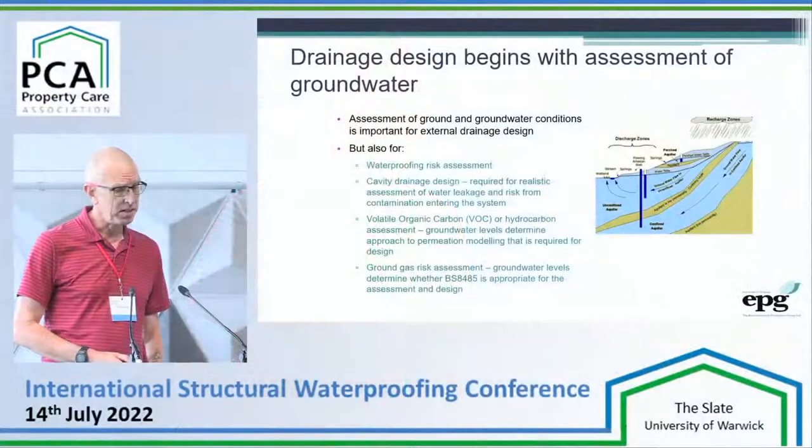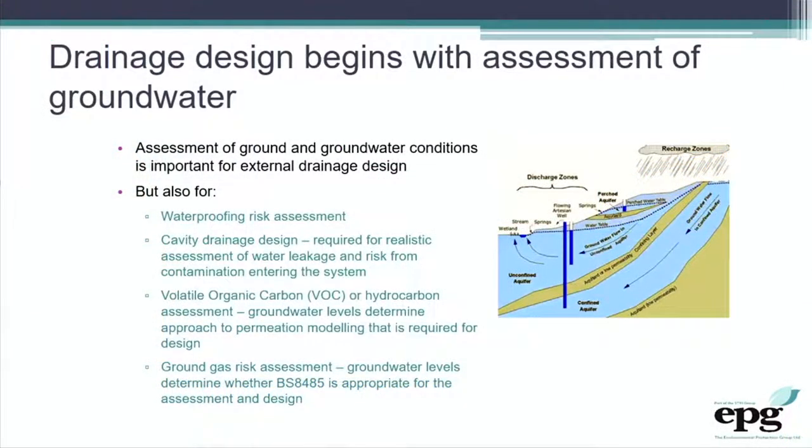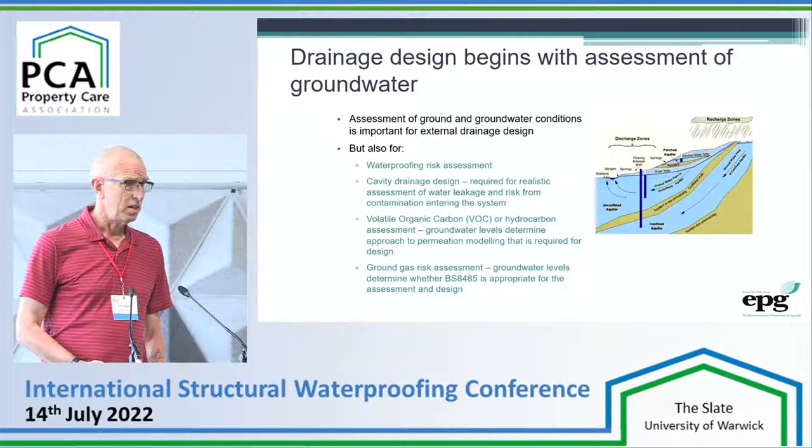So if you put in external drainage around the outside of a basement, really the design should begin with an assessment of what the groundwater conditions are. And that is important for external drainage, but it's also important for other things as well. It's obviously important for the waterproofing risk assessment that BS 8102 tells you you need to do. It's important for cavity drainage design if you want realistic ingress rates, and I'll talk about that in a little bit of detail, and also risk of contamination, contaminated water coming into the basement.